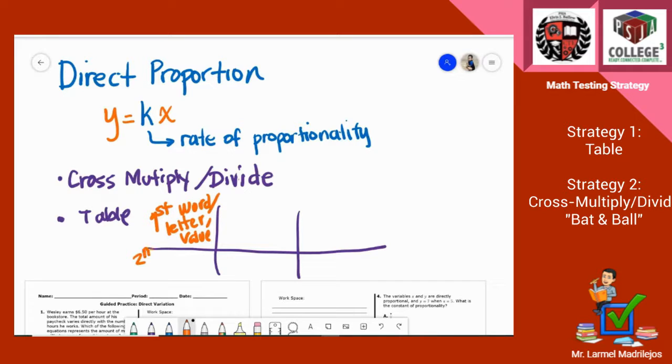The second word, letter, or value will be at the bottom. The second statement will be filling up the values on top, bottom. And the third statement, usually the question. Okay, this is the strategy to solve for proportionality in TSI.